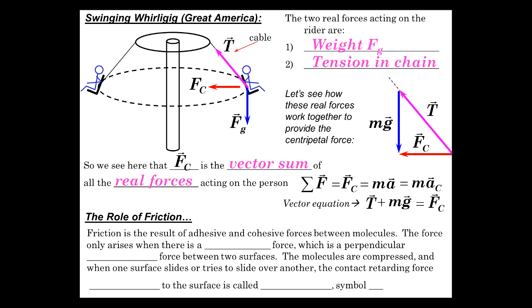What role does friction play? This is just review. It's the result of the adhesive and cohesive forces between molecules and atoms. It arises when there's a normal force, two surfaces pressing together. Right? That's a contact force between two surfaces. And when one surface slides over the other, there's a retarding contact force that's parallel to the surface and usually opposite the direction of motion. And it's called friction, symbol f. So this is something that you already know. And now let's move on to some additional examples.